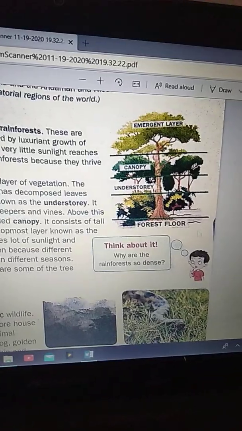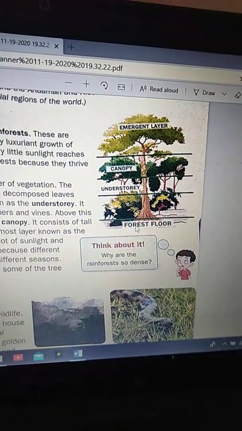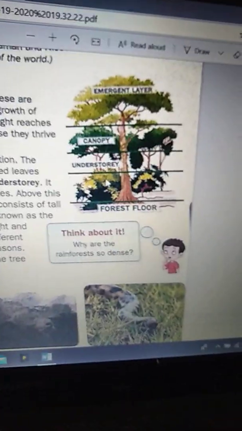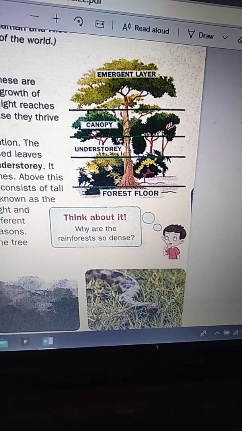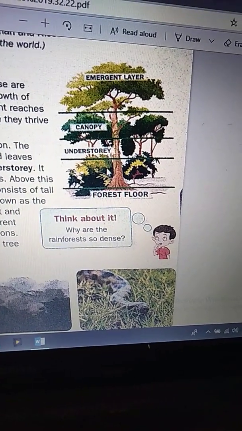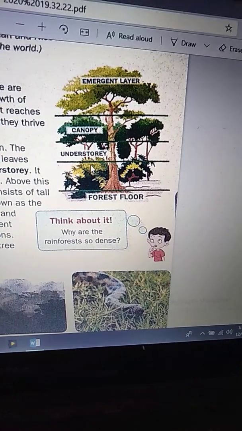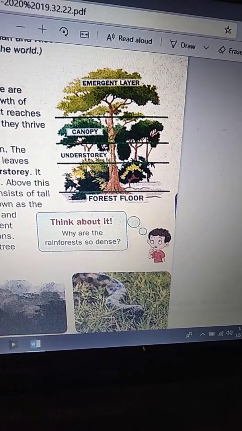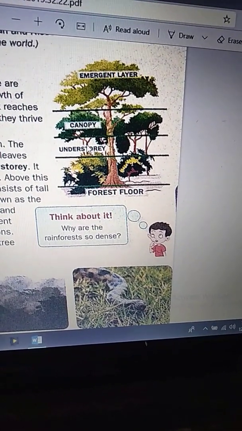The layer above the forest floor is the understory. It comprises small trees, shrubs, creepers and vines. We can see here small trees and shrubs.